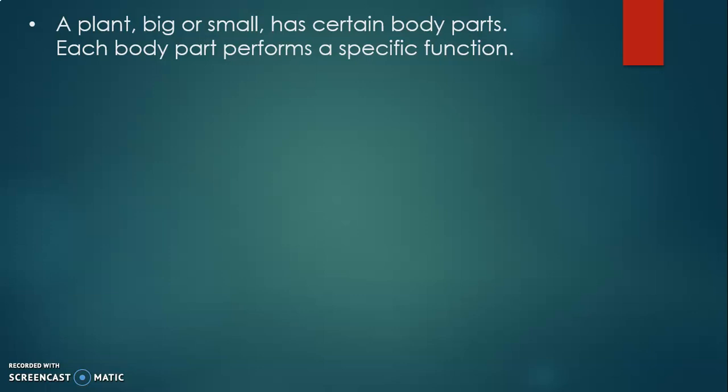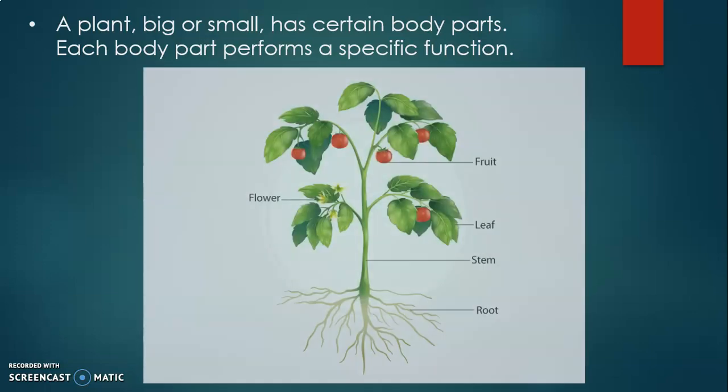So, a plant, big or small, has certain body parts, and each body part performs a specific function. And here in this diagram, you can see that there is root, stem, leaf, fruit, and flower. These are the main parts of the plants. And in this video, we are going to discuss two parts, that is stem and roots, and we are going to discuss the function of these two parts.